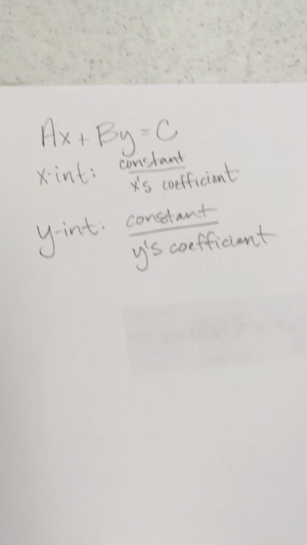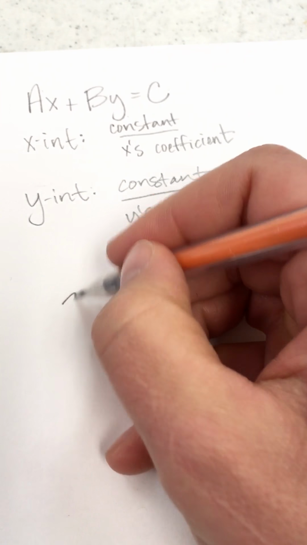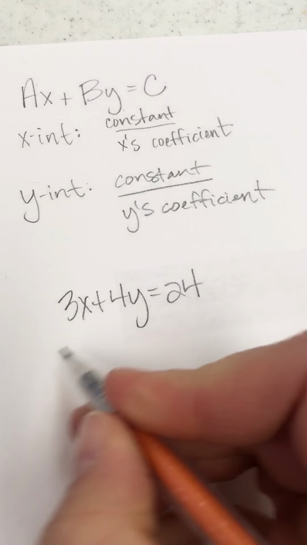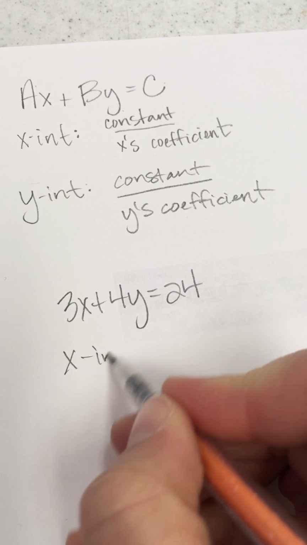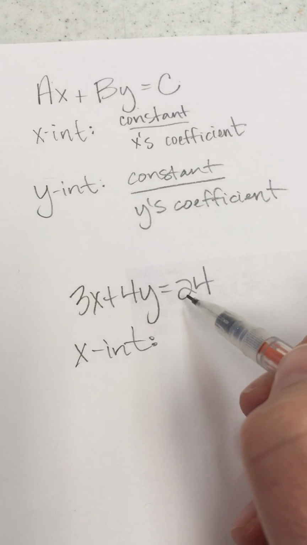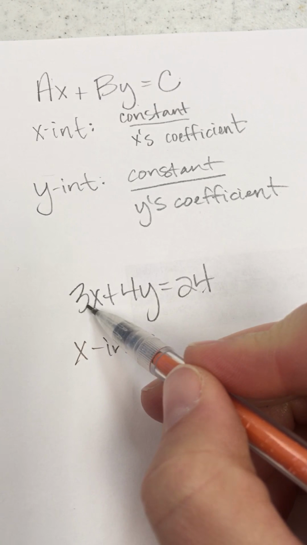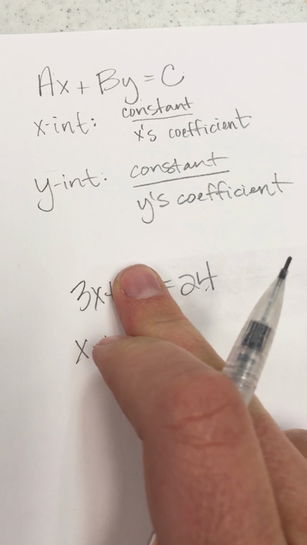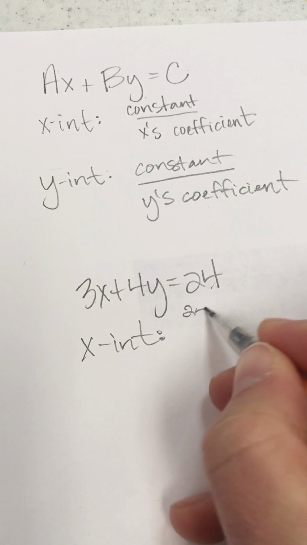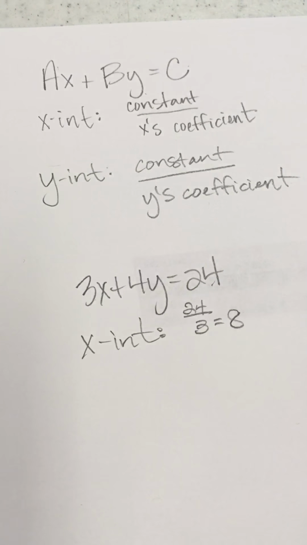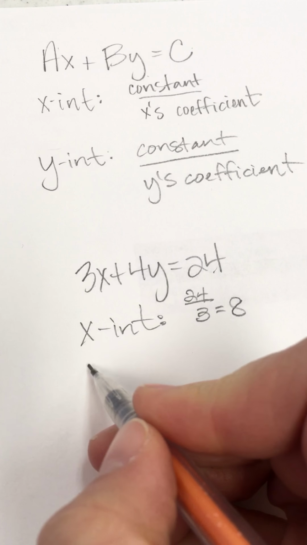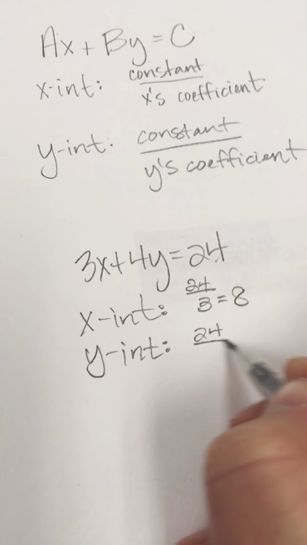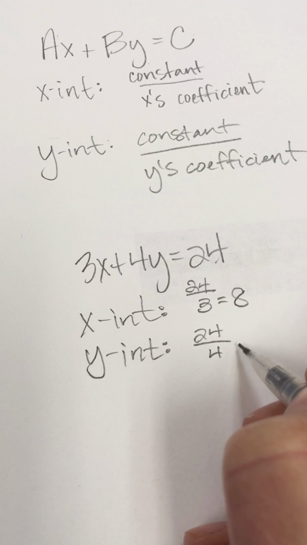Okay, so on the first example that they give you in the book, it looks like this: 3x plus 4y equals 24. So to find x, you're just taking the constant divided by x's coefficient. You're completely ignoring this guy because it's like he's 0, so he's gone. So 24 divided by 3 gives me 8. And then I'm going to do the same thing for the y-intercept, except now I'm going to divide by his coefficient. So the constant divided by his coefficient gives me 6.